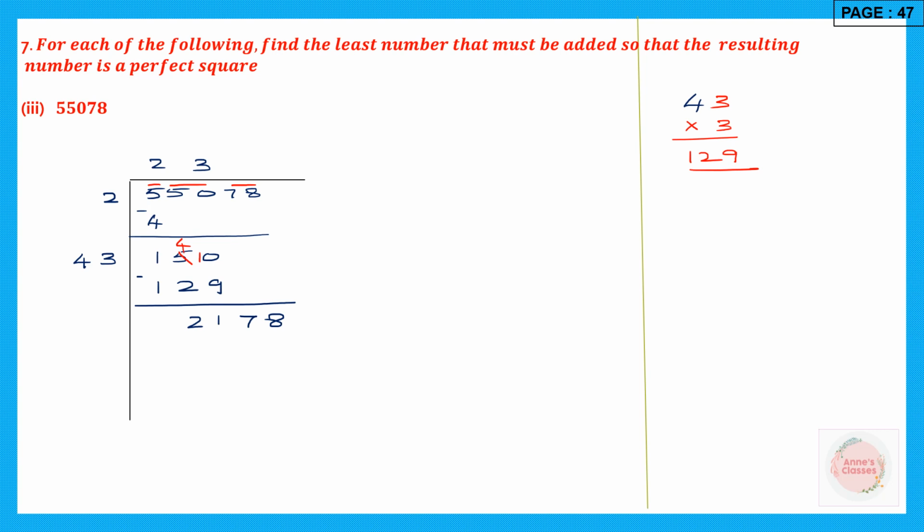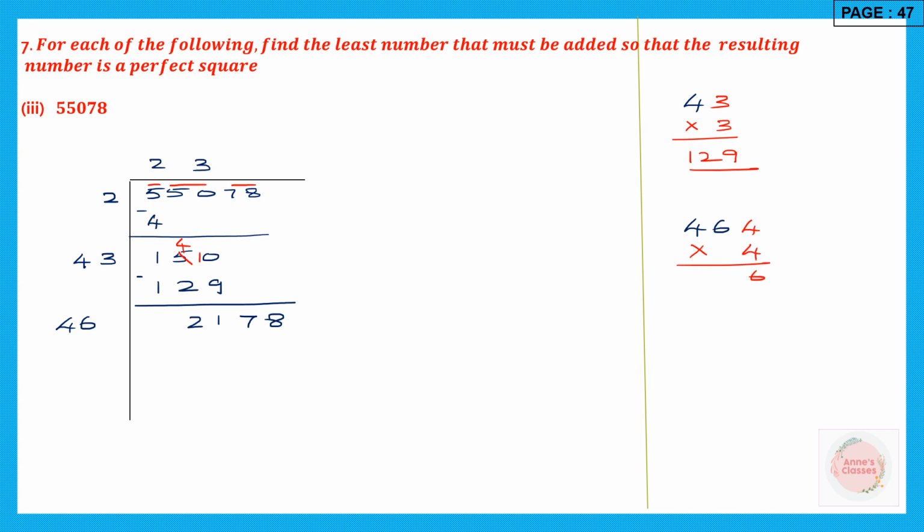Now our number is 2,178. Let's double this 23. 23 into 2 is 46. So we're going to write 46. Next to this, we need to get a digit and multiply and get a number close to 2,178. So let's take 46 and write it here. What is the digit we'll write next to it? Let's write 4. So 464 into 4.